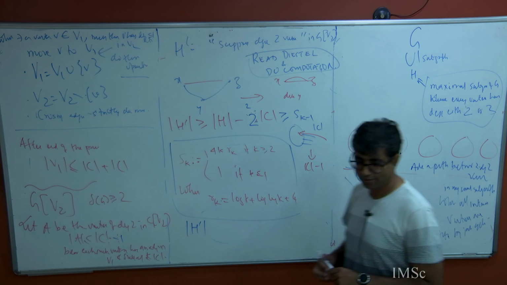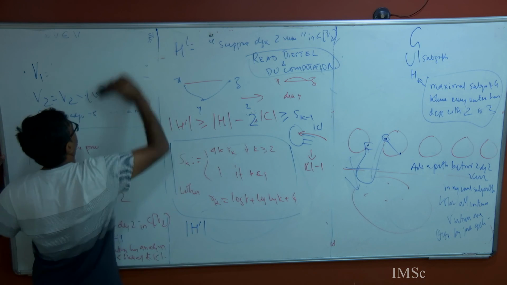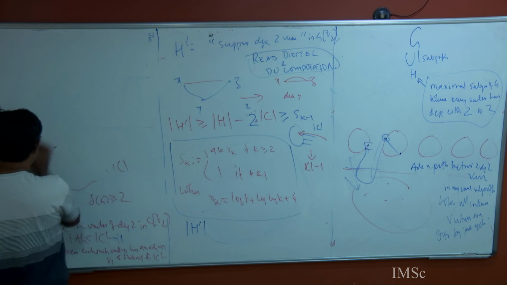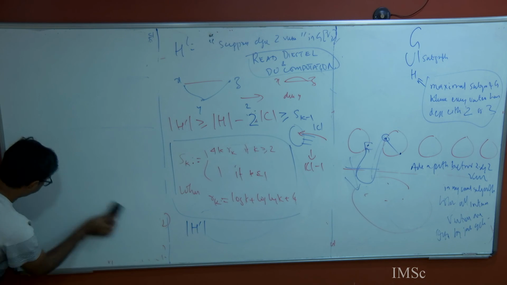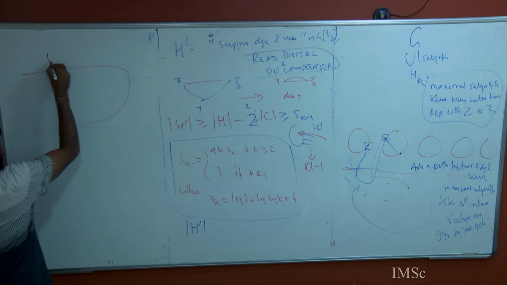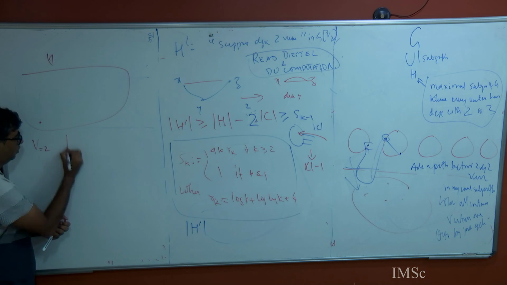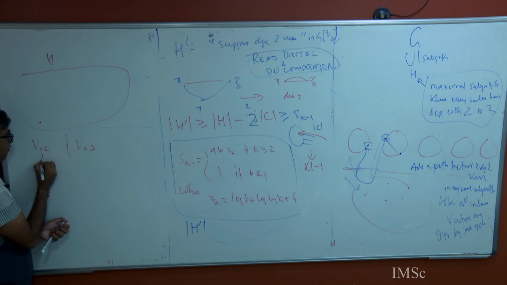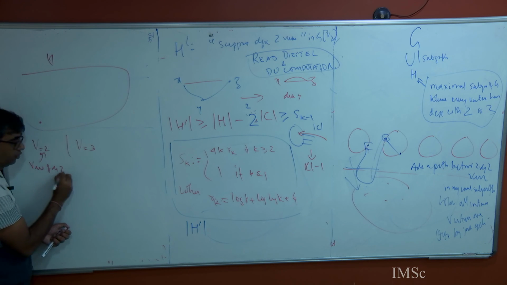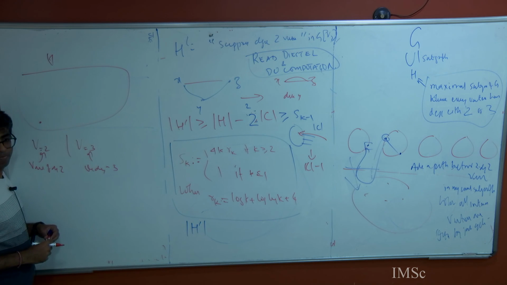So let's look at the amazing property of this graph now. Here's my H, which is a subgraph. Now look at V2 and V3 here. These are the vertices of degree 2, and these are the vertices of degree 3.